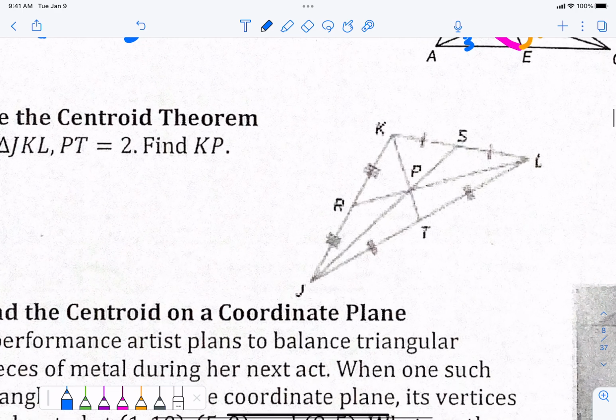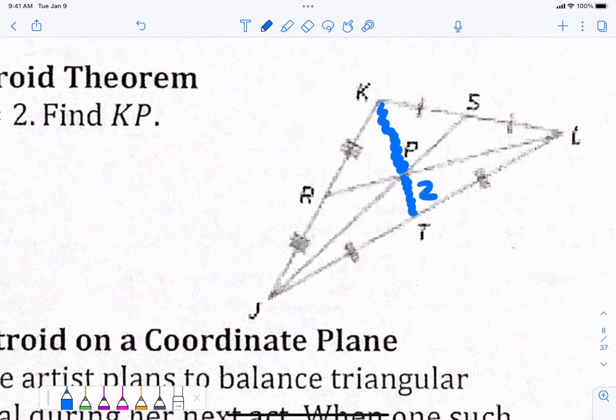Okay, this one, they're saying PT, this little chunk right here, is 2. They want you to find KP. 4. That is 4.